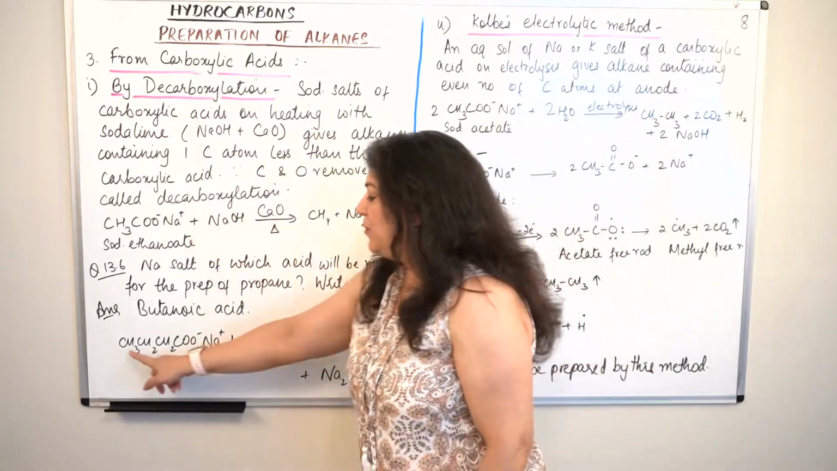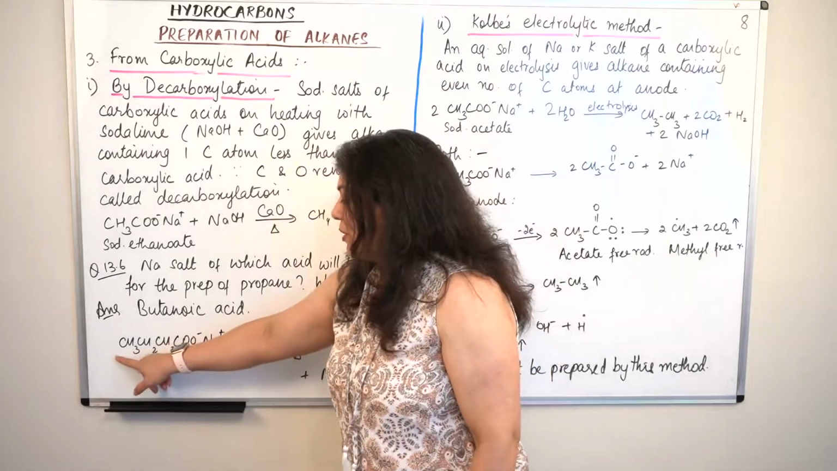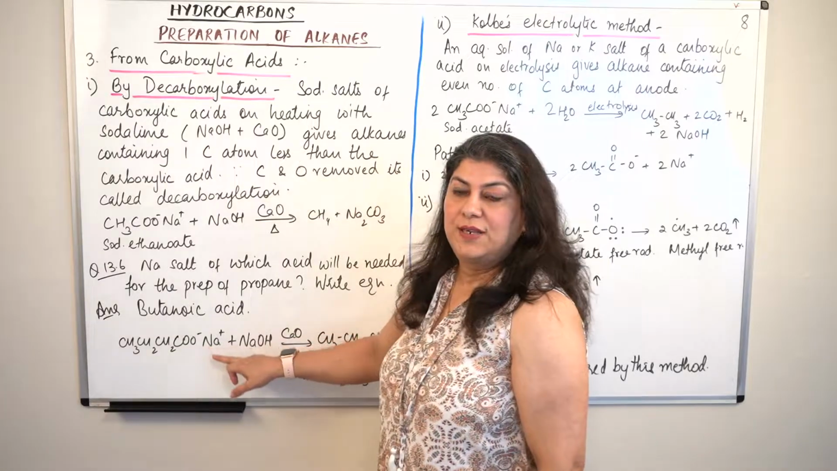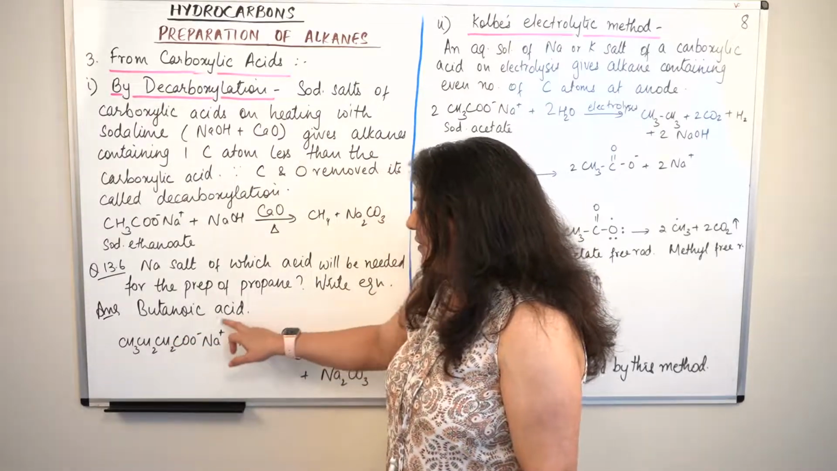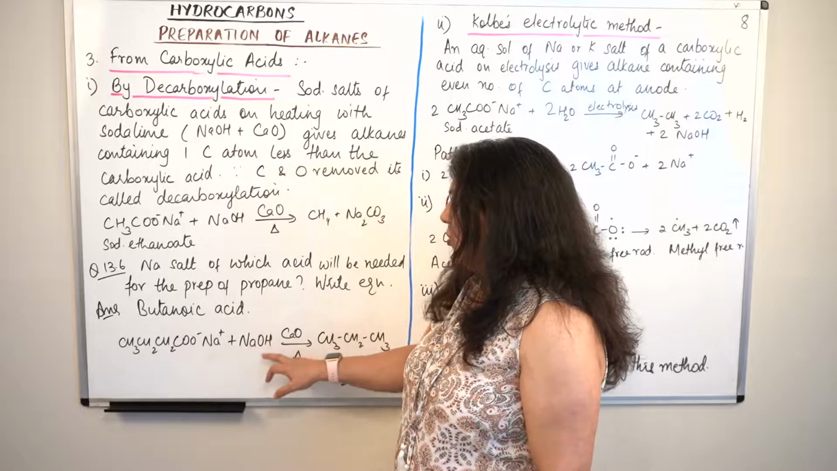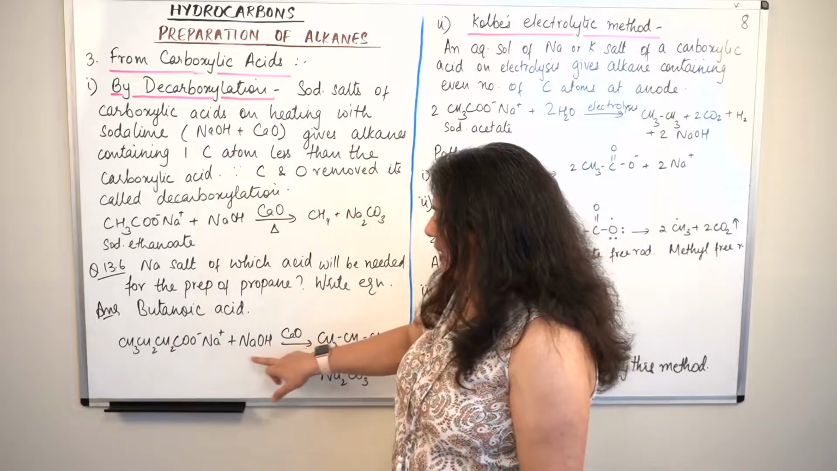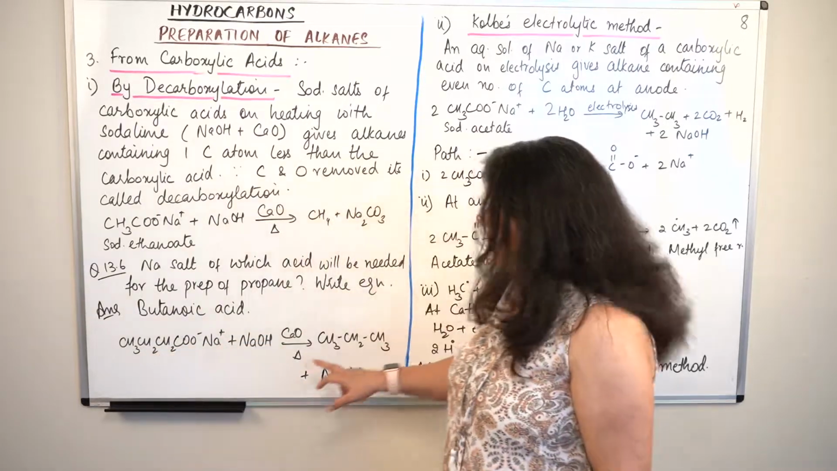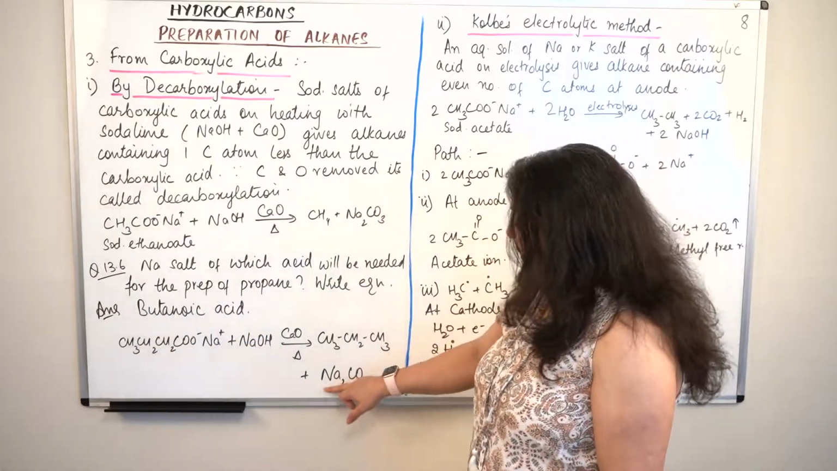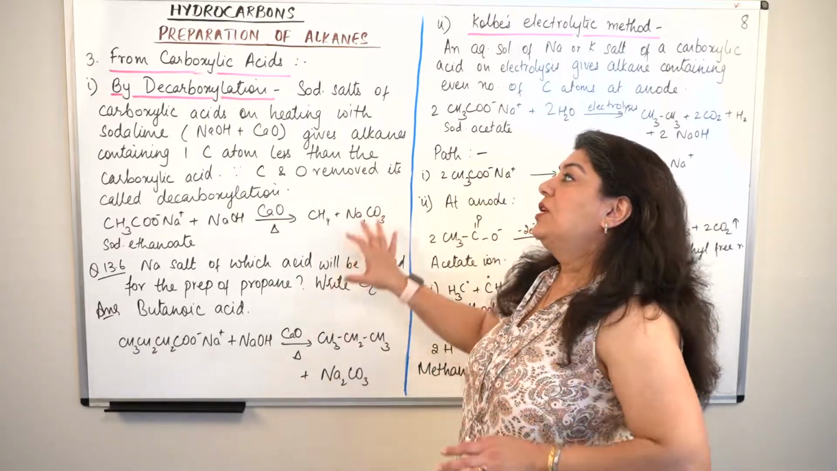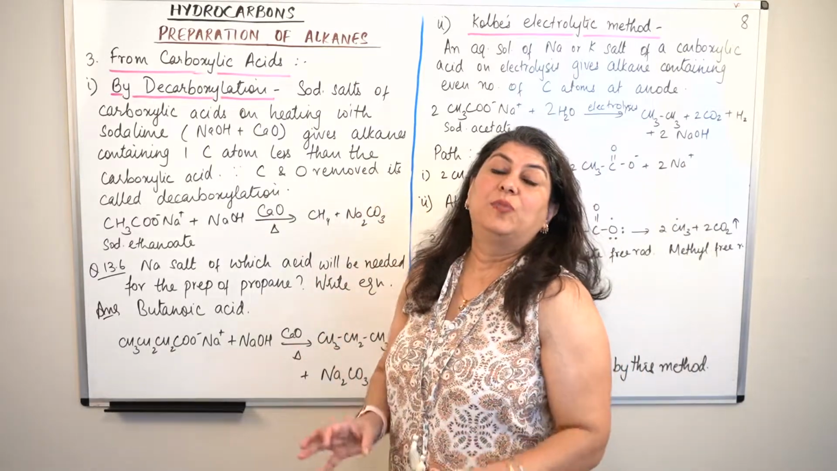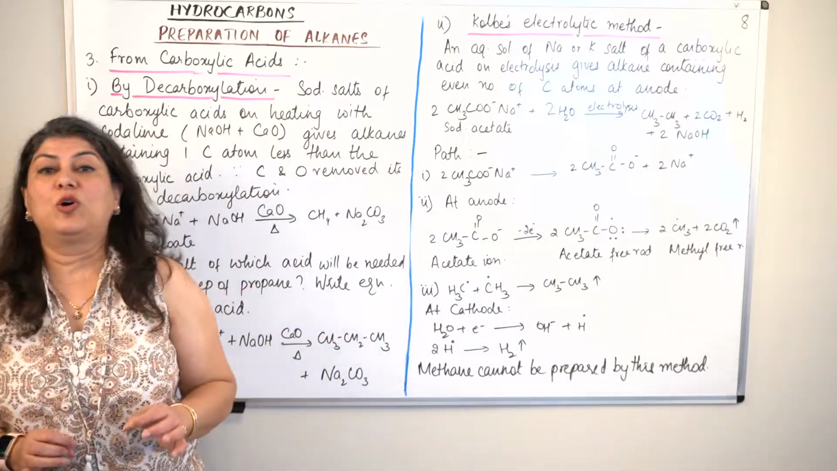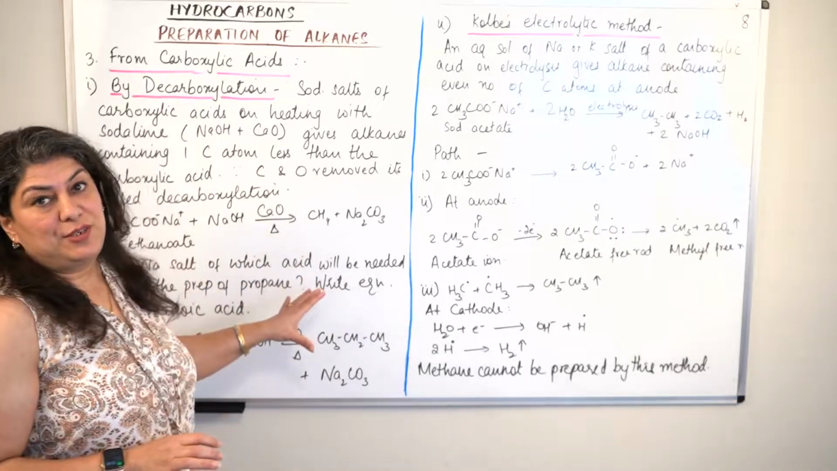The equation is the same. You have to write the sodium salt, sodium butanoate, here: CH3, CH2, CH2, COO negative, Na positive. The COO negative, Na positive will be removed. NaO will be used to form Na2CO3. This hydrogen will come and join this carbon. So you'll get CH3, CH2, CH3. That is propane. And you get sodium carbonate. So this was preparation of alkanes by the decarboxylation of the sodium salt of carboxylic acids. That was the first method.